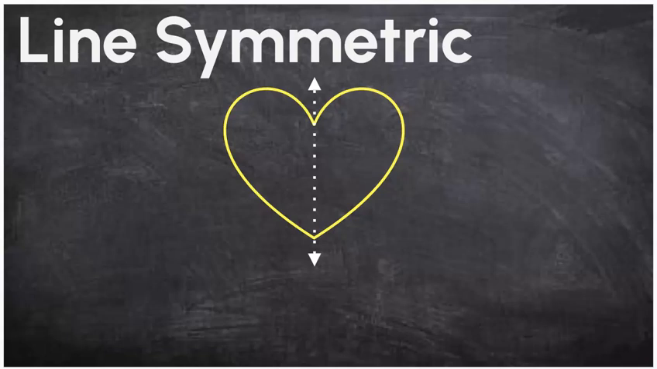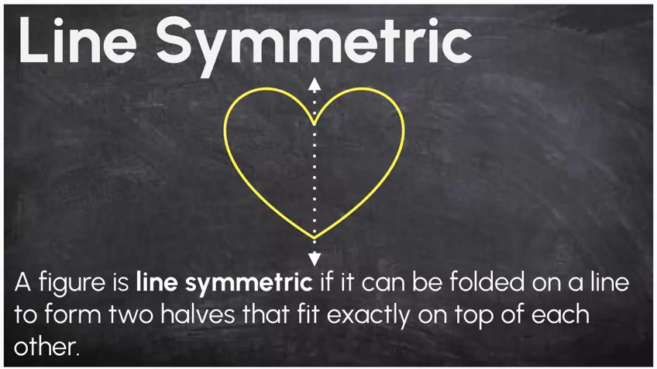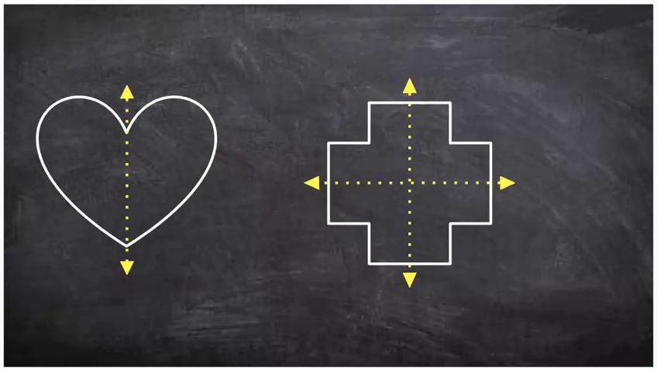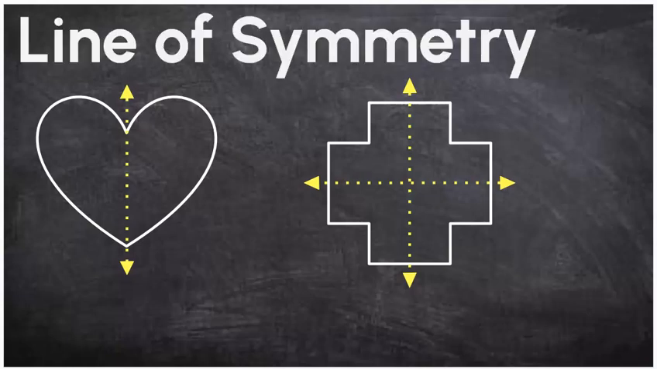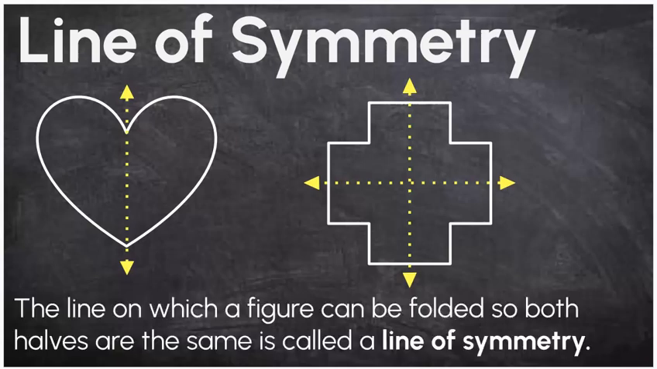Line symmetric. What does it mean if a figure is line symmetric? A figure is line symmetric if it can be folded on a line to form two halves that fit exactly on top of each other. In other words, they're the same size or same shape. Line of symmetry. What's a line of symmetry? A line of symmetry is the line on which a figure can be folded so both halves are the same. That line is called a line of symmetry.